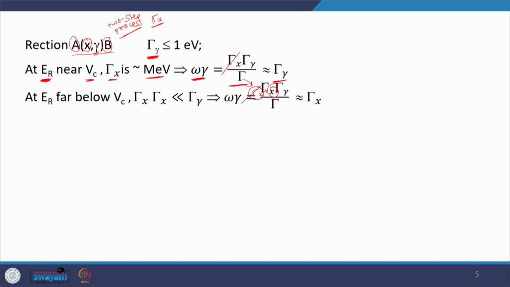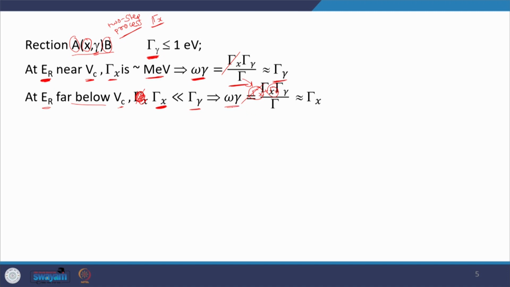Fine. If the resonant energy is far below the Coulomb barrier, then this formation width is no more of the order of MeV. It is much less than the decay width, if at all the resonant energy is much less than the Coulomb barrier. Remember, many times at very low energies compared to the Coulomb barrier, nuclear reactions are actually taking place. You have to keep this in mind. Okay? So the formation width is much less than the decay width, and because of this, what will happen, my dear?